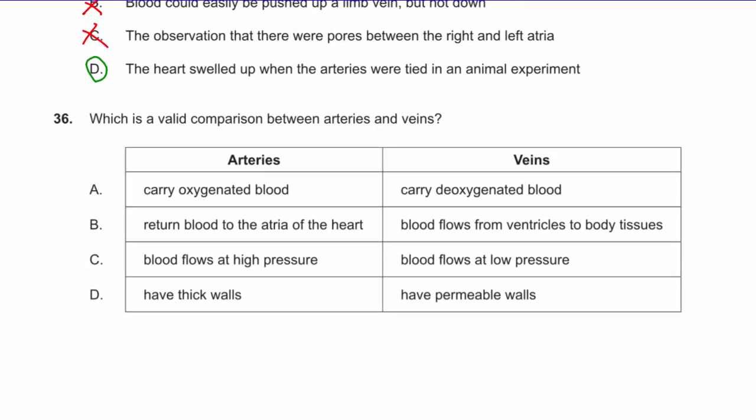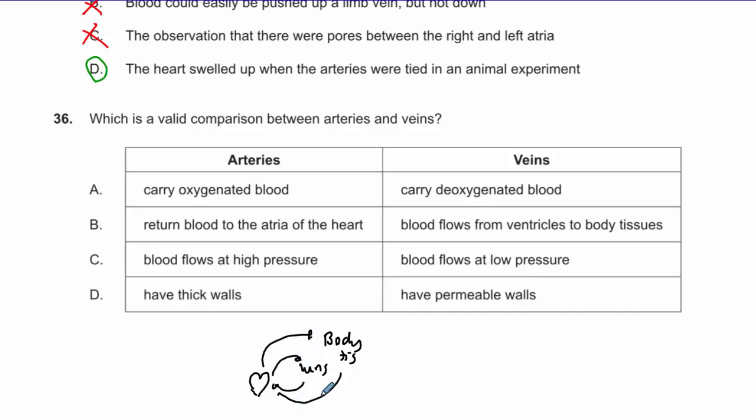36. Which is a valid comparison between arteries and veins? And here we have to remember the large and the small circulation. At least that's what they are called in Norwegian. The large circulation goes to the body tissues, and so we have the heart here. But the small circulation goes to the lungs.